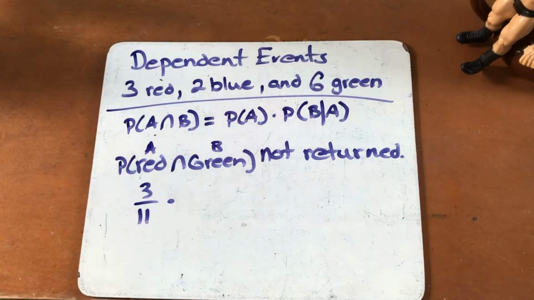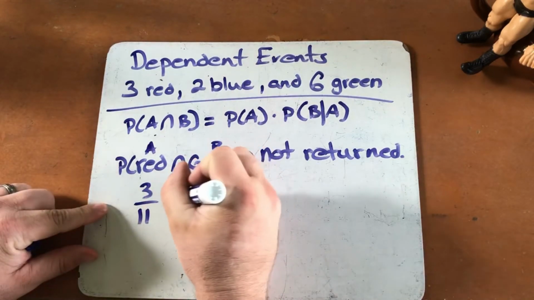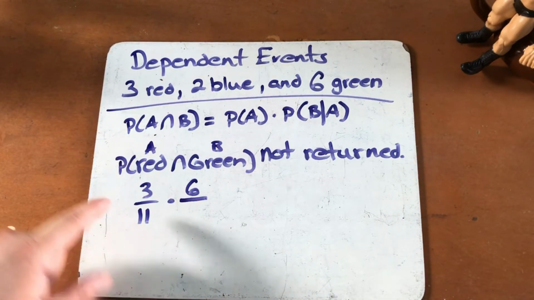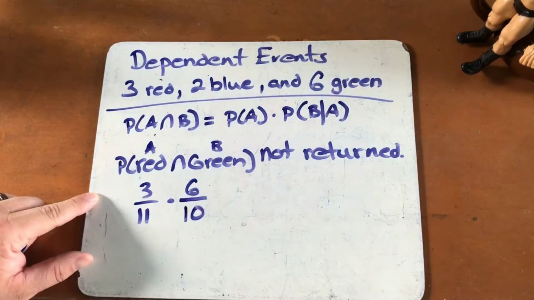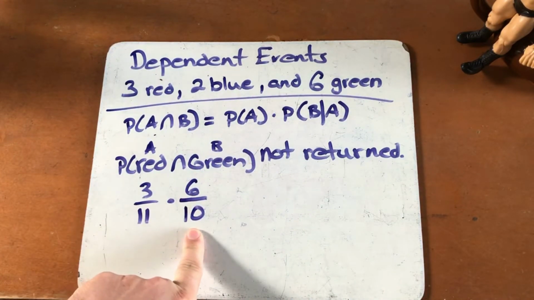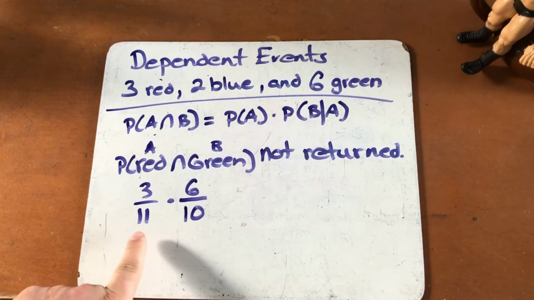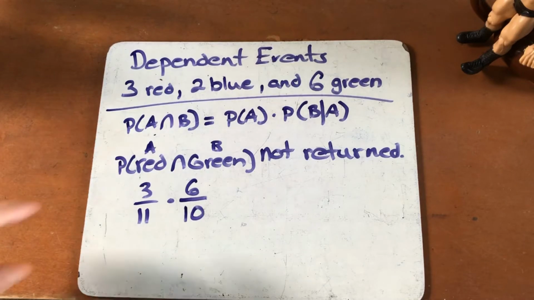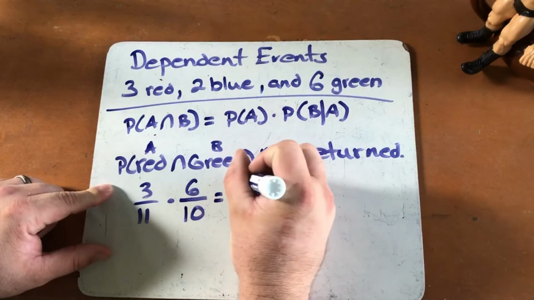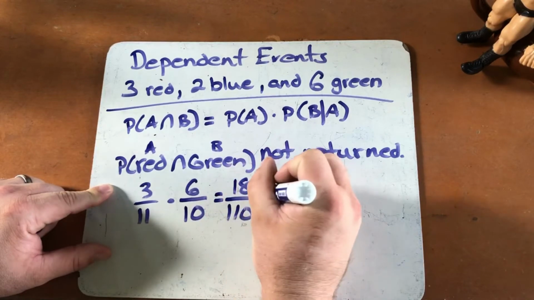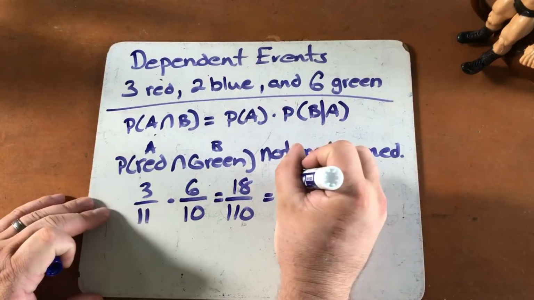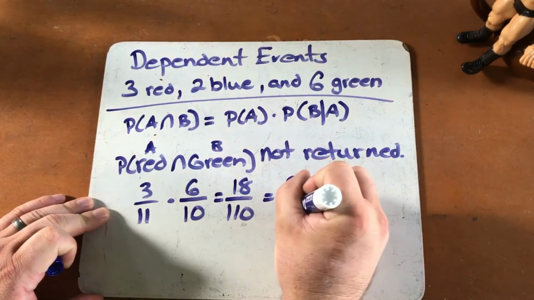So all my green ones are still left in the bag. So it's 6 out of. But if I drew out a red marble and don't put it back, I no longer have 11 marbles. I only have 10. So the denominator is affected because I didn't return one of those marbles. So from here, I can multiply straight across again, which gives me 18 over 110. This fraction simplifies, so I have to make sure I simplify it to 9 over 55.